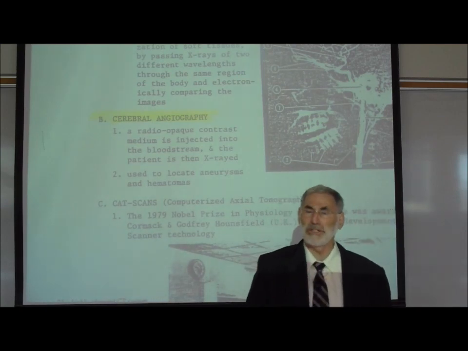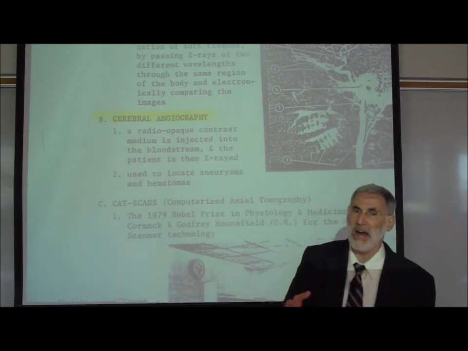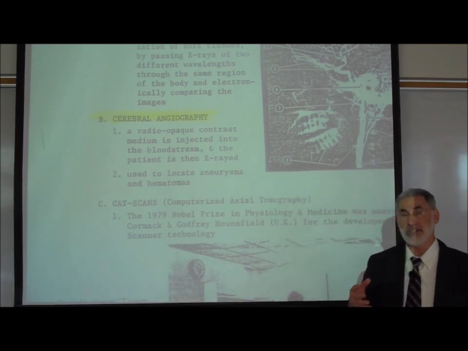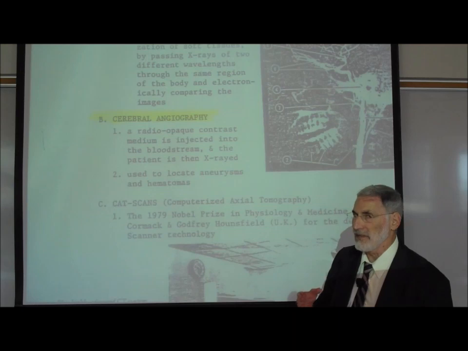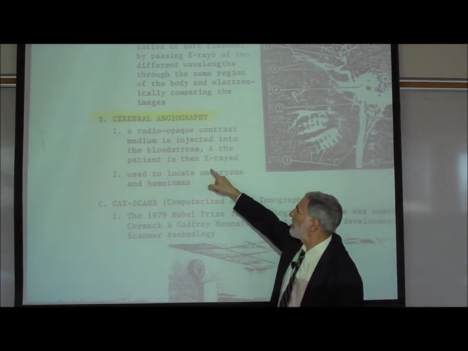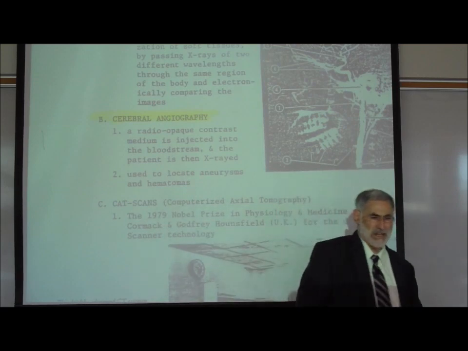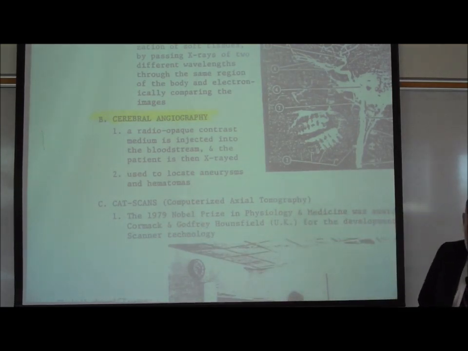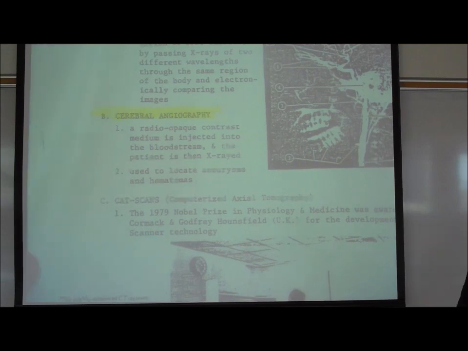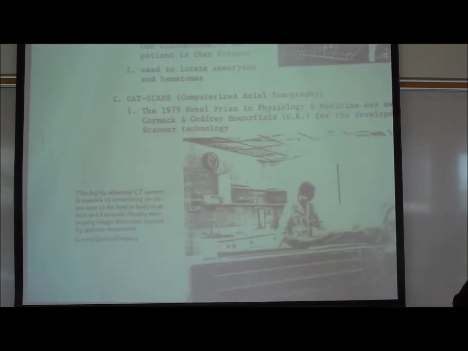Aneurysms, as we've learned, are bulging weak spots in the walls of blood vessels, arteries, that may potentially rupture or burst, leading to hemorrhaging or bleeding. And the angiogram is also used to identify where there is already bleeding, a hematoma, where blood is coming out of the vessel. What is a CAT scan?